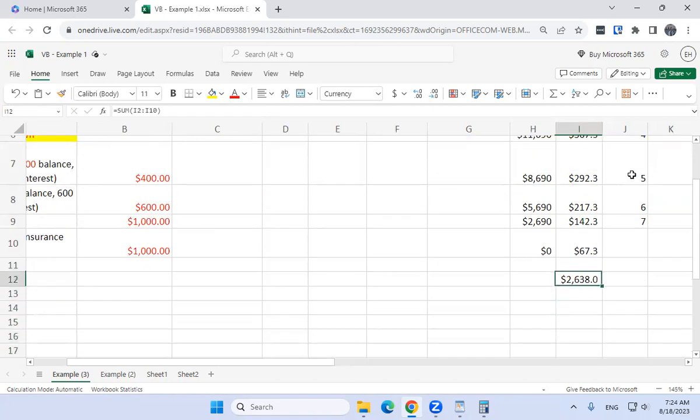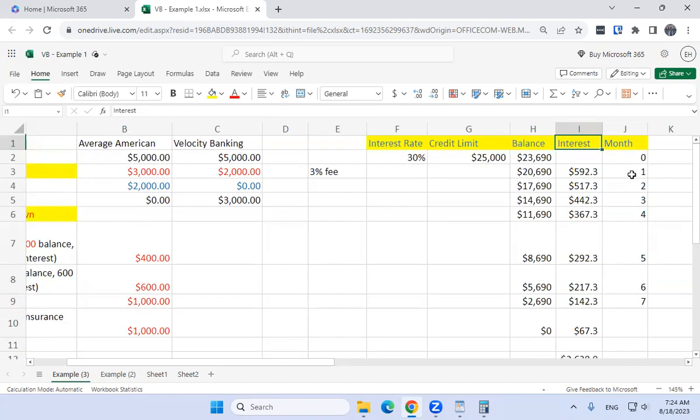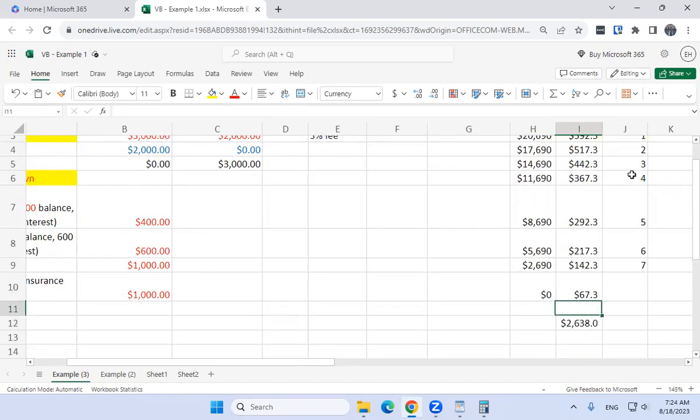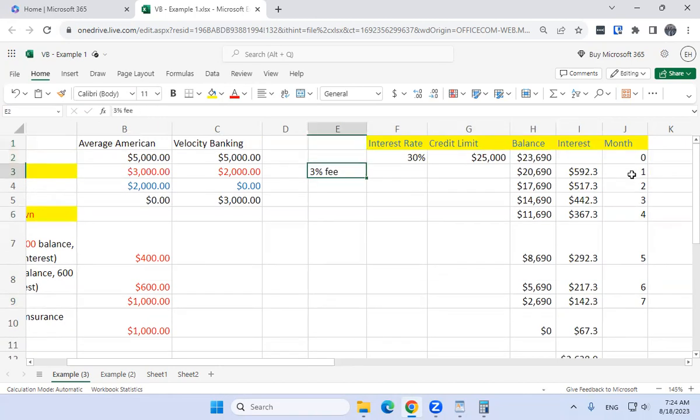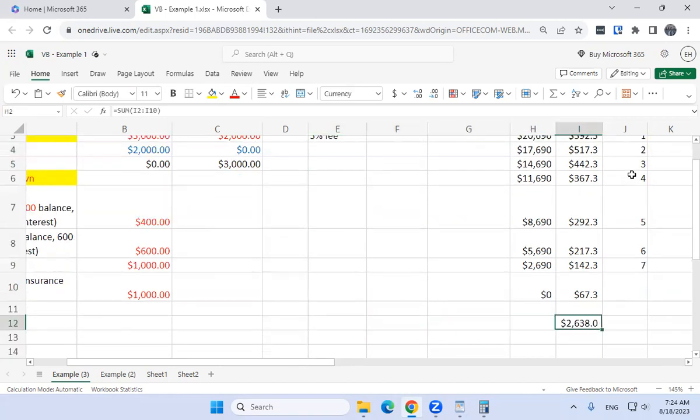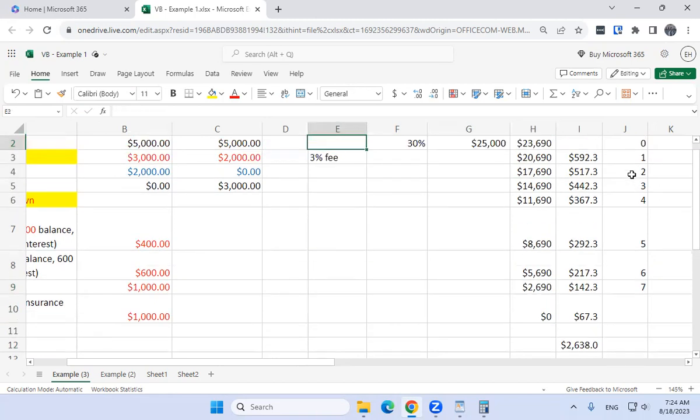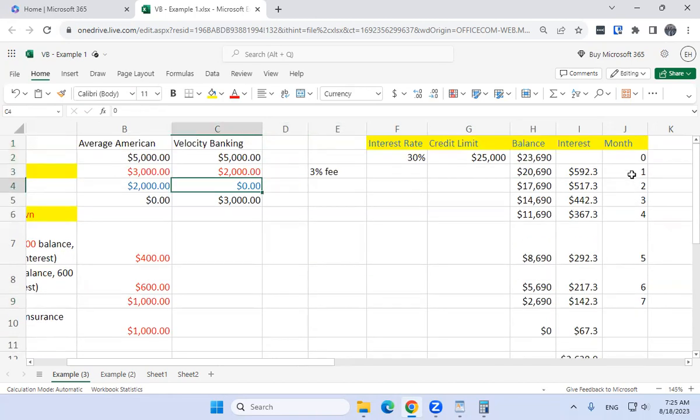So I remember we did this in the Velocity Banking 101 calculation. This was about maybe $1,500, and we talked about using a 15% personal line of credit. This one's 30%, so it's almost double. And as you can see, even though it's 30%, we're still in a good position. We paid off our loan. Now every month we have $3,000 in savings.